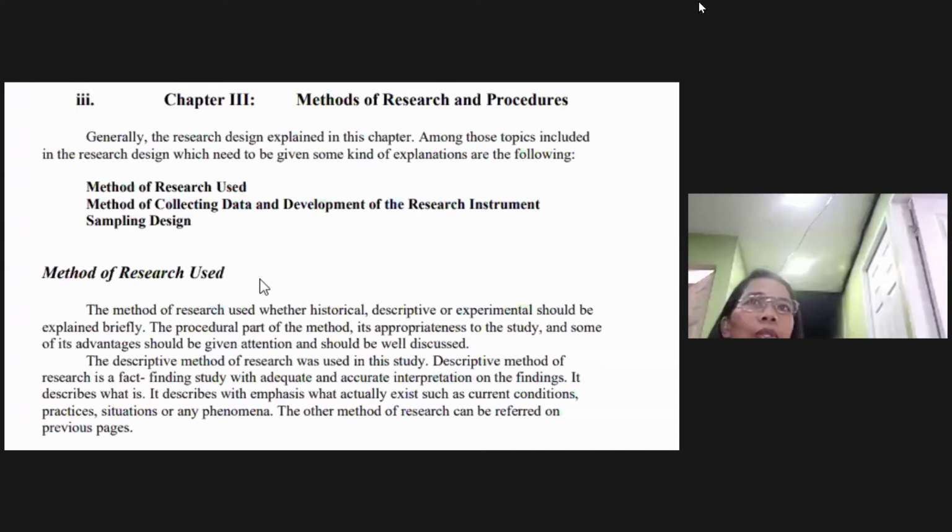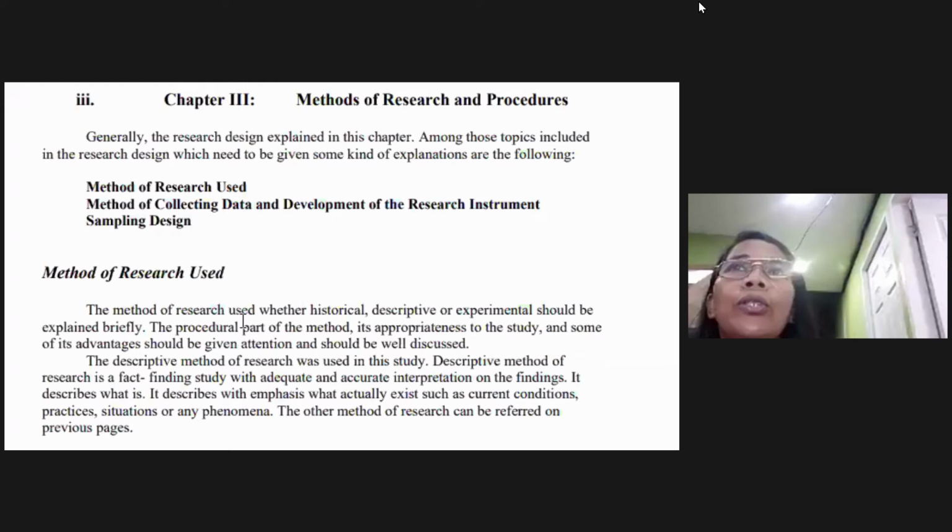Una, yung method of research being used na discuss natin last time, the method of collecting data and development of the research instrument. So it would be katulad nung nakaraan na pwede bang by interview yan, by questionnaire, and then the sampling design. So yung method of research use, whether historical, nabanggit natin to na nakaraan, no? So nabigay ko na to sa inyo doon sa ating lecture 2 na PDF. So descriptive or experimental should be explained briefly.